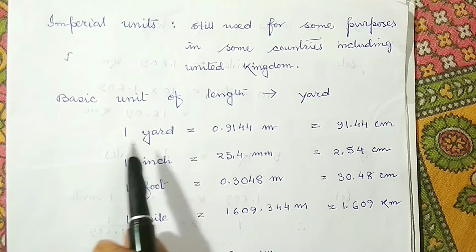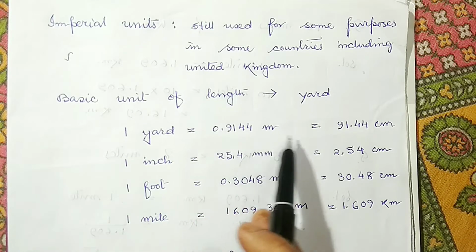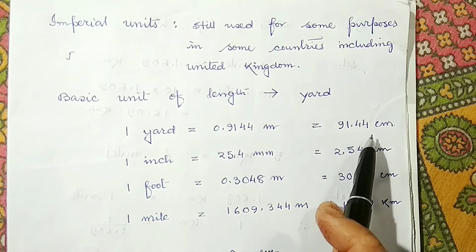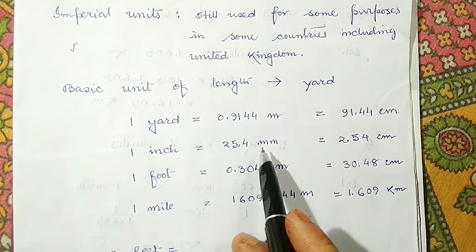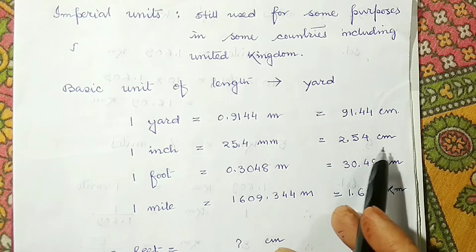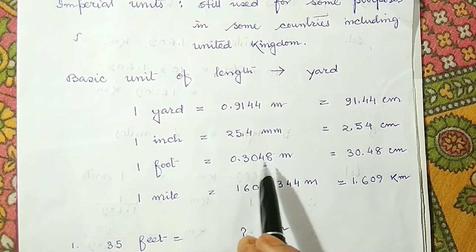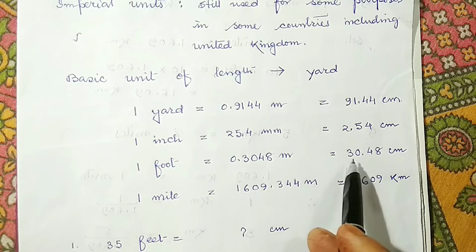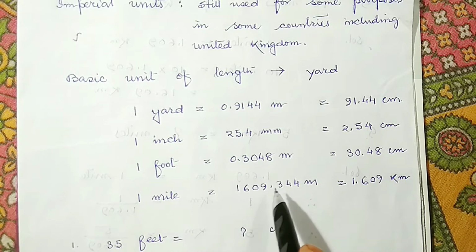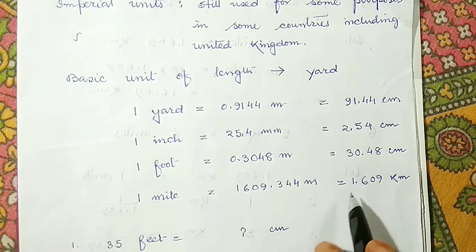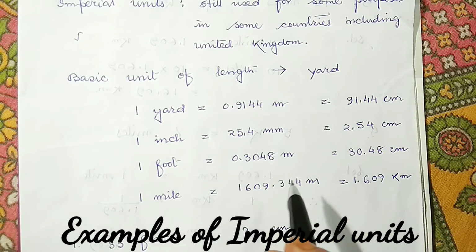What is 1 yard? 1 yard equals 0.9144 meter, or I can write 91.44 centimeter. 1 inch is 25.4 millimeter, or I can say 2.54 centimeter. 1 foot is 0.3048 meter, or 30.48 centimeter, and 1 mile is 1609.344 meter, or I can say simply 1.609 kilometer. So these things you have to learn by heart.